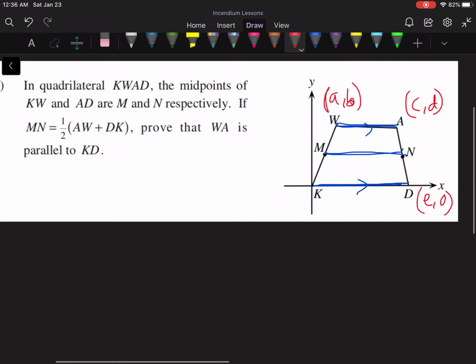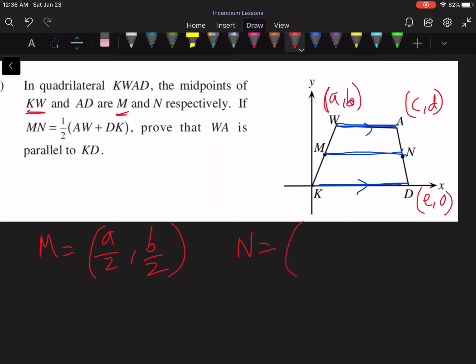All right, so let's first find M. What is M? Well, M is the midpoint of W and K. They tell us that up here in the question: the midpoint of KW is M. The midpoint of 2 points is just the average of their coordinates. So M is basically just A over 2 comma B over 2. Perfect. What is N? Same thing, it's just the midpoint. So it's C plus E over 2 comma D over 2.